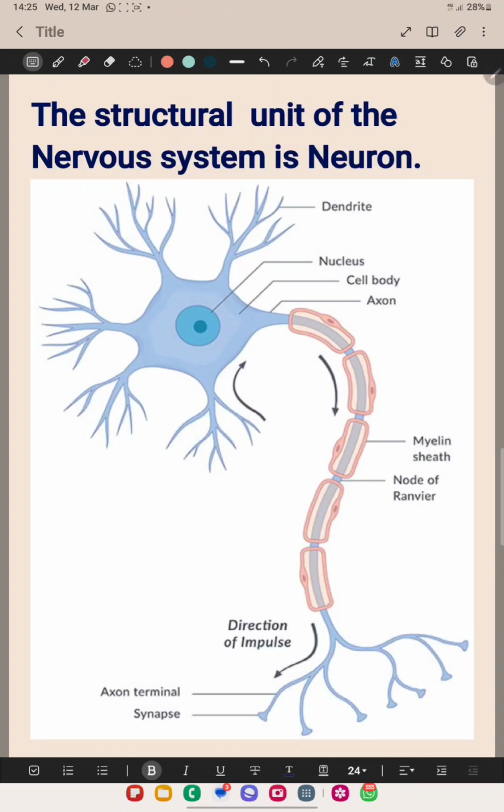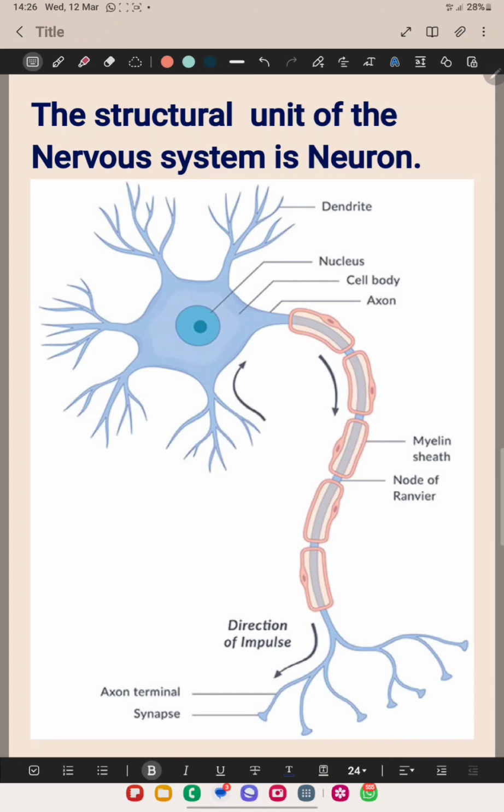There are 2 ways of doing coordination. They are chemical coordination and nervous coordination. The nervous coordination is done by the nervous system. The chemical coordination will be discussed in my next video.